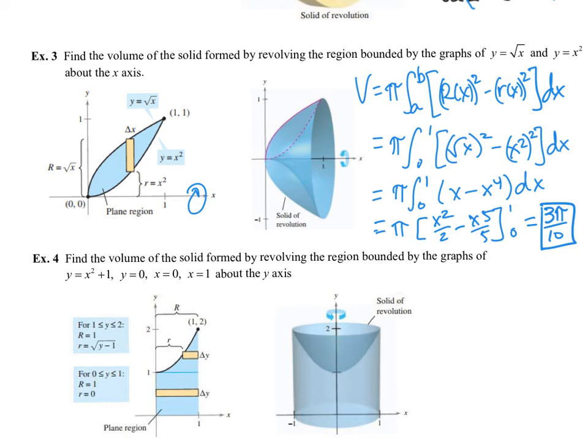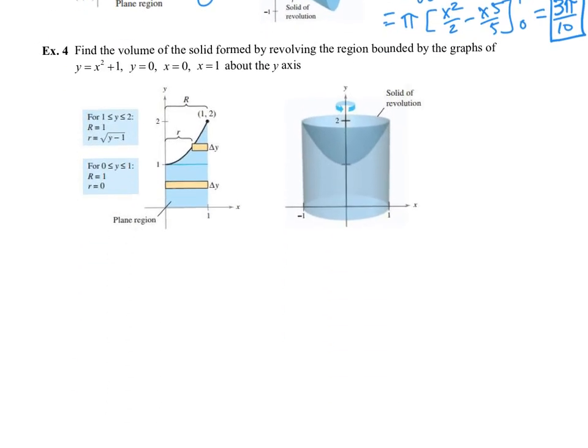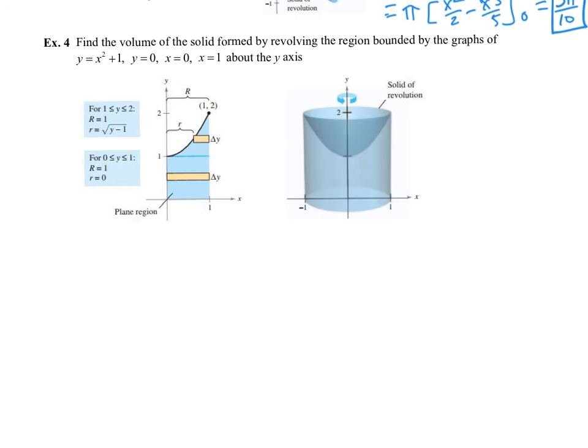And now let's take a look at one more example, because I want you to see one where we have a solid that's formed when we take a shape like this shape, only this time we're going to rotate it about the y-axis instead of rotating it about the x-axis. So that means we're going to have to integrate with respect to y.